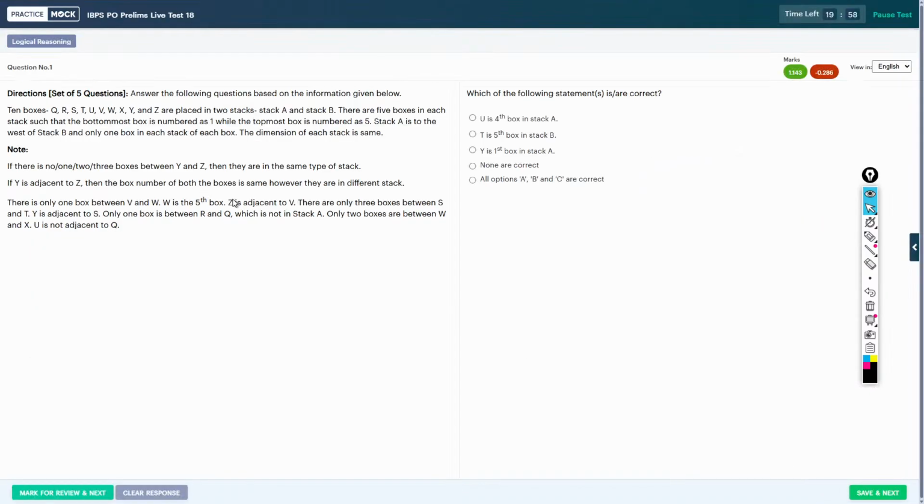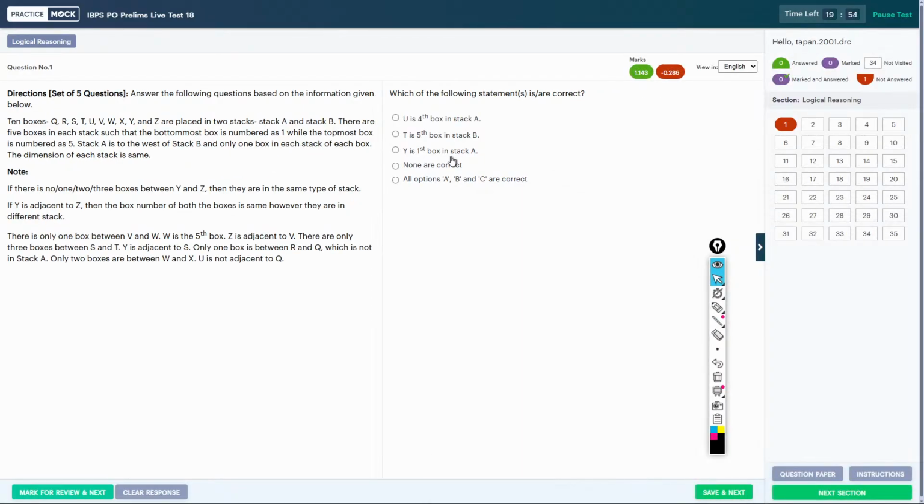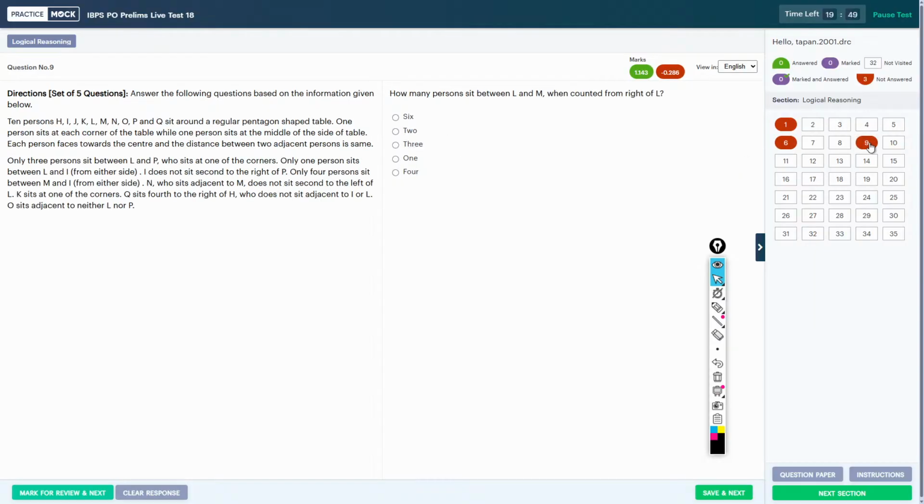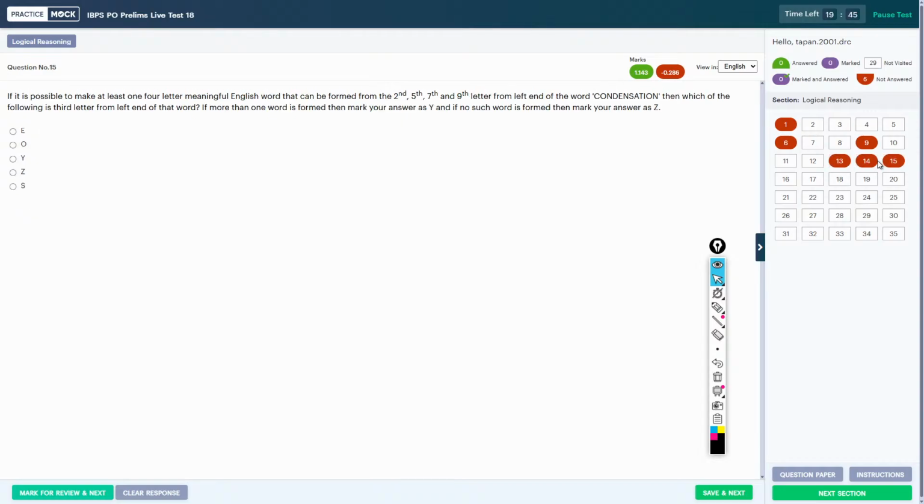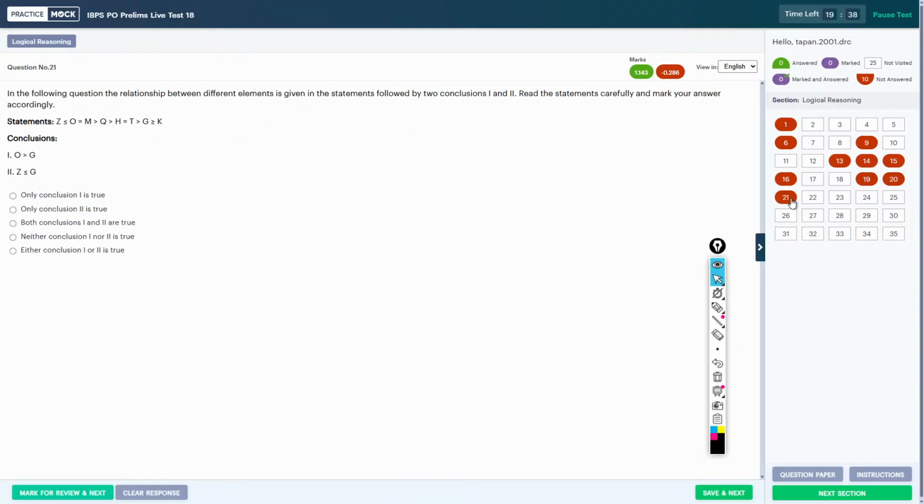So reasoning, okay, 10 boxes, 2 stack, 7 members, 3 generation, 10% pentagon, company function, 9, okay, 7% theater. We have 5 questions, so I'll do this first. O greater than G, true. G less than equal to G, no. So only one is true.